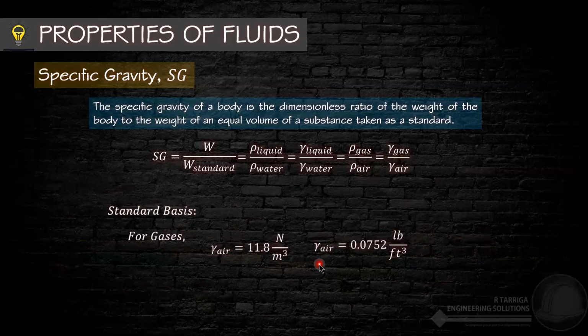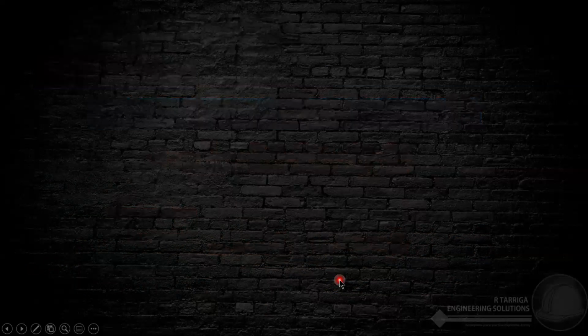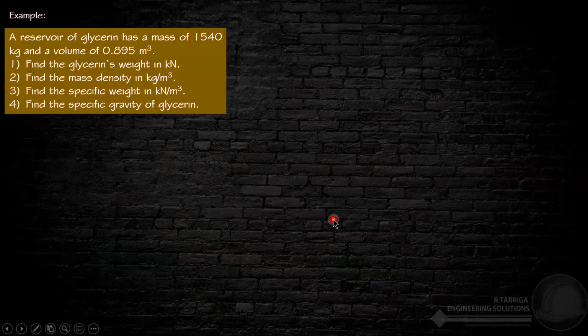For gases, the unit weight of air is approximately 11.8 Newton per cubic meter, or in English units, 0.0752 pound per cubic foot. Okay, now we are done with the principles and formulas. Let's apply them to these examples.